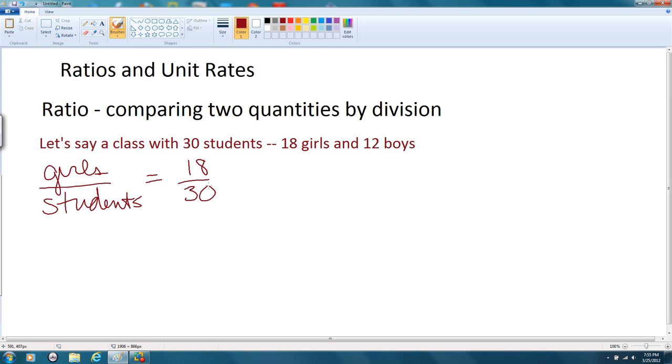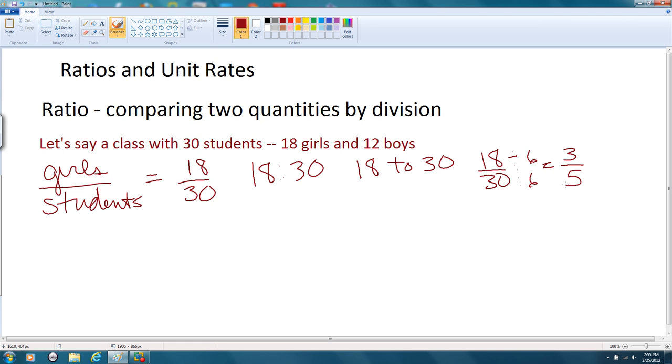There's actually three ways we can write that. One is as a fraction like that. Another way is to go 18 colon 30. That's a colon there. And the other way is to just go 18 to 30. Now, ratios we usually reduce to simplest form. So if we have 18 over 30, we can reduce that by dividing top and bottom by 6, and we get 3 over 5. So we can say that the ratio of girls to students is 3 to 5.